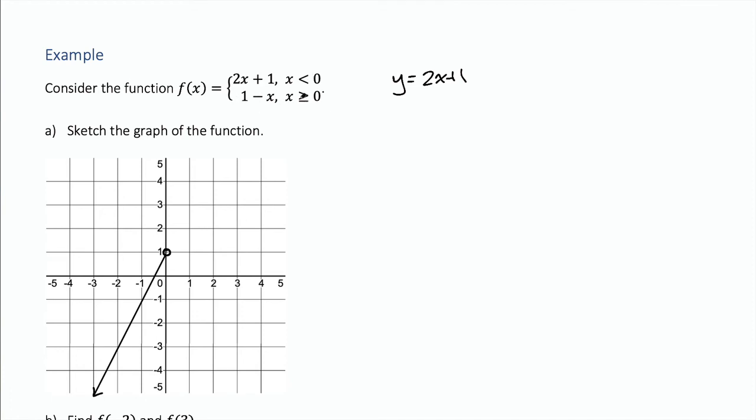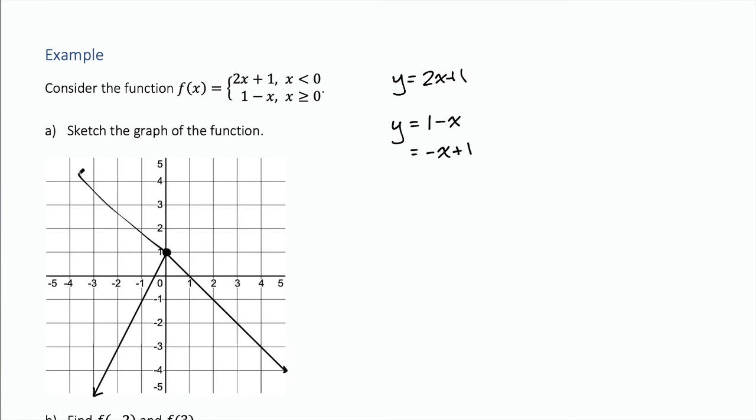This second line, we've got 1 minus x. Well, if we think about what y equals 1 minus x would be like, that's a line. Let's rewrite it as negative x plus 1. That's a line with a y-intercept of 1. Okay, so I do get that point. And a slope of negative 1. Well, a slope of negative 1 would look something like that.